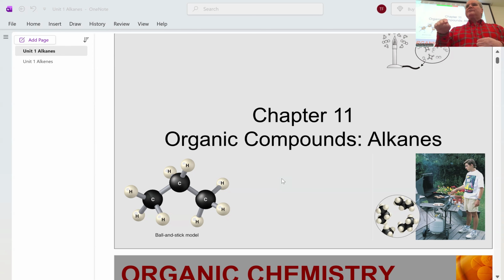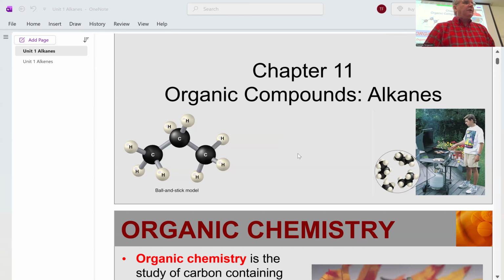Now, you're going to be writing structures from here to the end of the semester, every day, structures. Organic chemists and biochemists hate writing hydrogen H's on everything. They also hate writing C's on everything. So they've developed a shorthand way of writing structures. It's called a line drawing. I want to demonstrate that real quickly for you once we get into this.